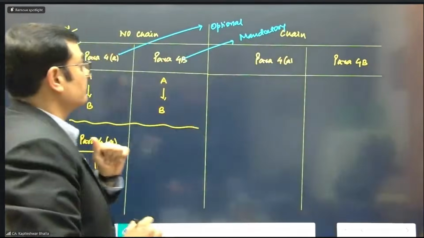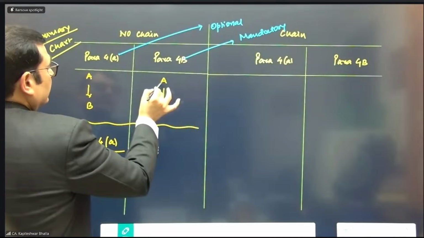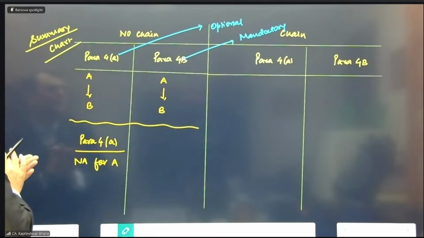Now let's go further. In this case, can A get the benefits of para number 4B? Yes or no?